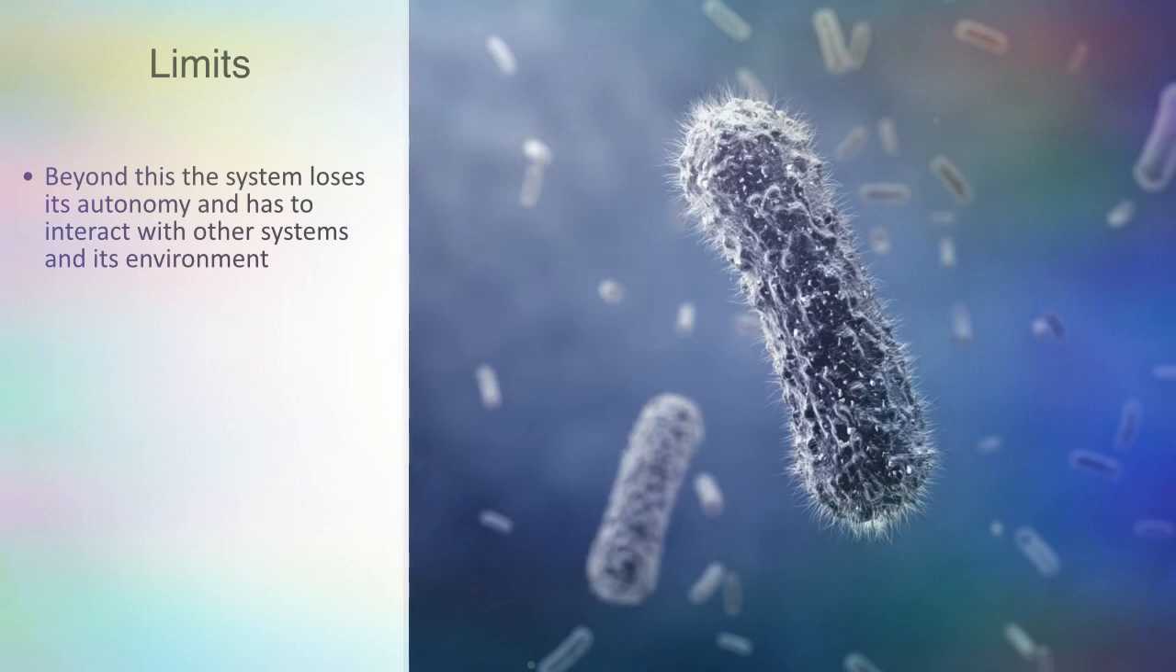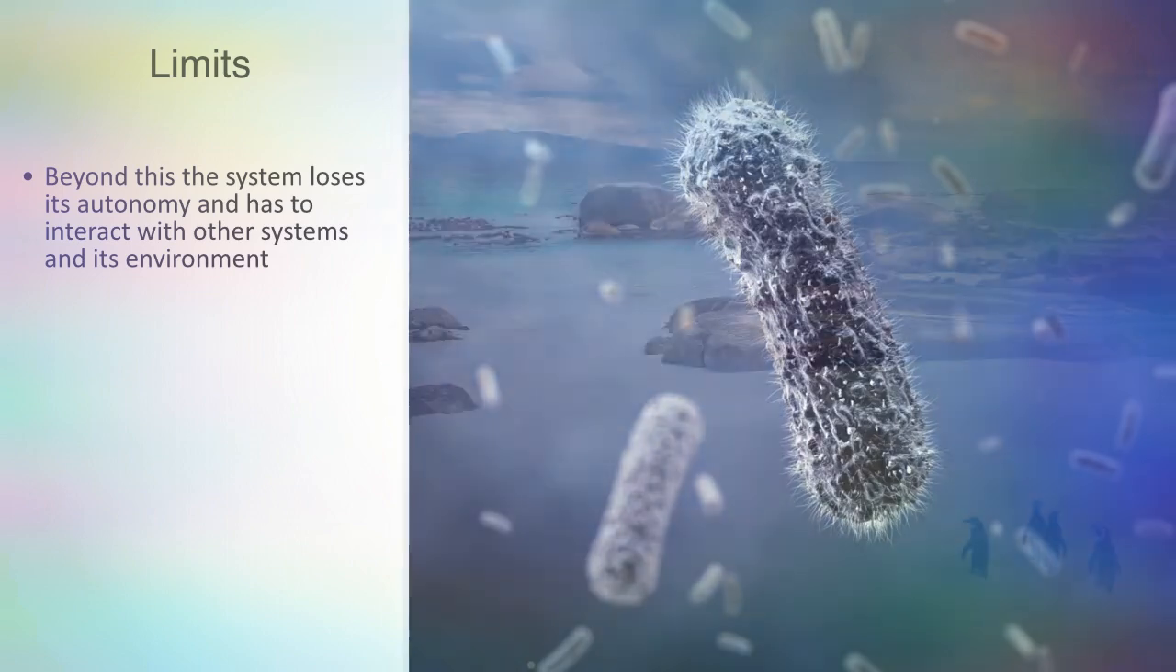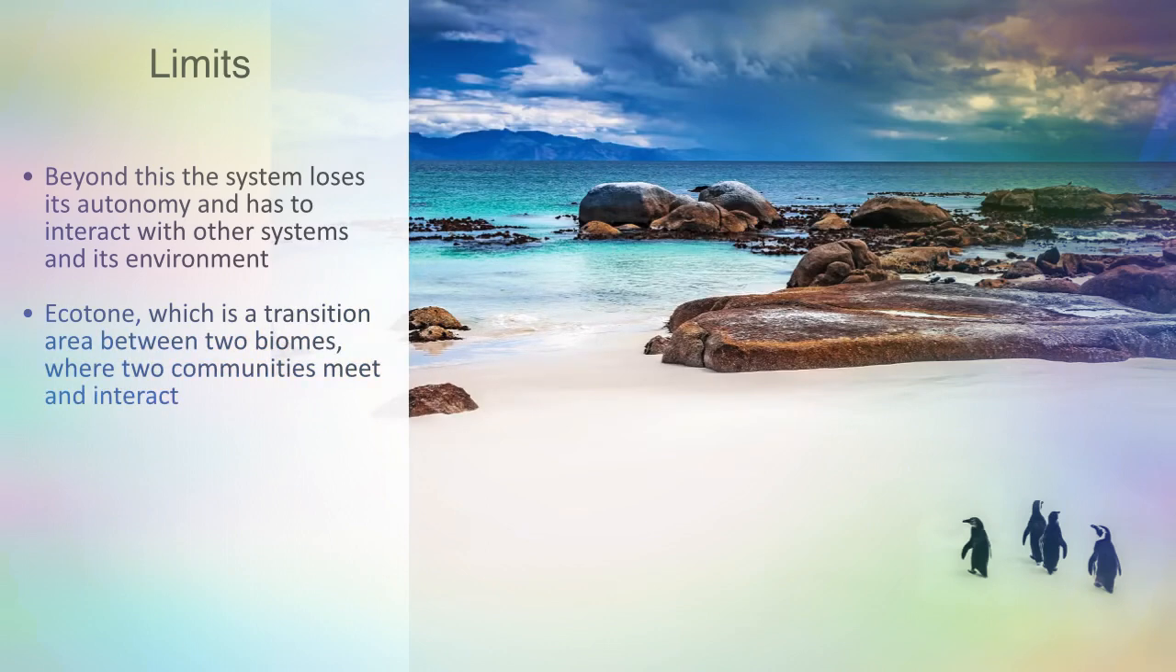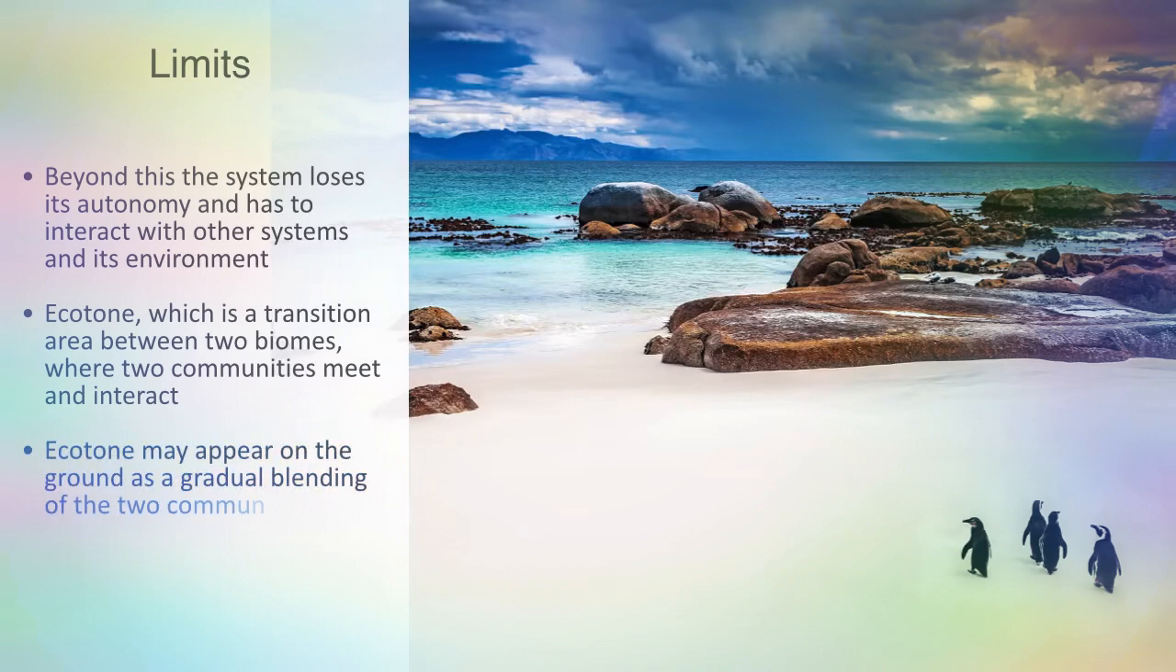Within ecosystems, this boundary may be termed an ecotone, which is a transition area between two biomes where two communities meet and interact. An ecotone may appear on the ground as a gradual blending of two communities across a broad area, or it may manifest itself as a sharp boundary line, such as a cliff or seashore.